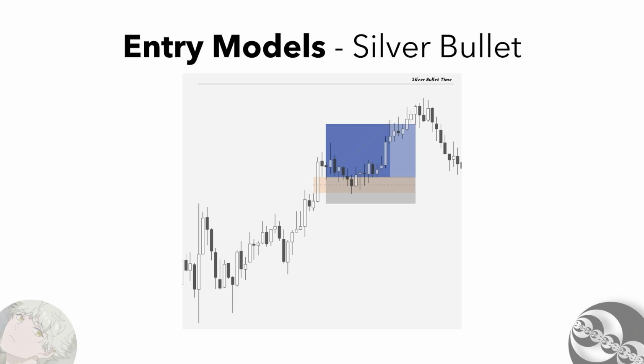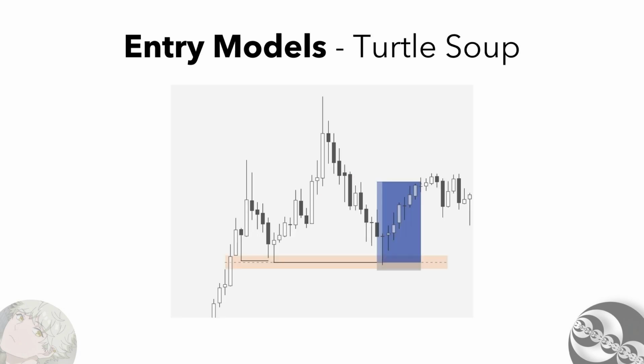you would target 2R. The reason that I don't like this entry is because I don't really like to enter just off of a fair value gap, and I like other confluences to be present when I'm taking an entry. And this last one isn't really much of an entry model, but I thought it would be worth mentioning. Turtle soups are essentially when you enter off of the manipulation leg in an AMD formation.